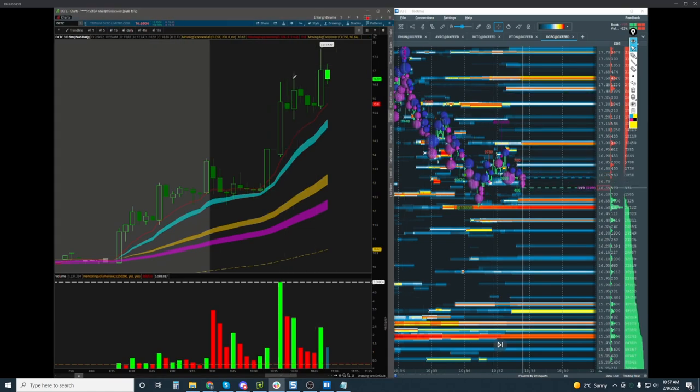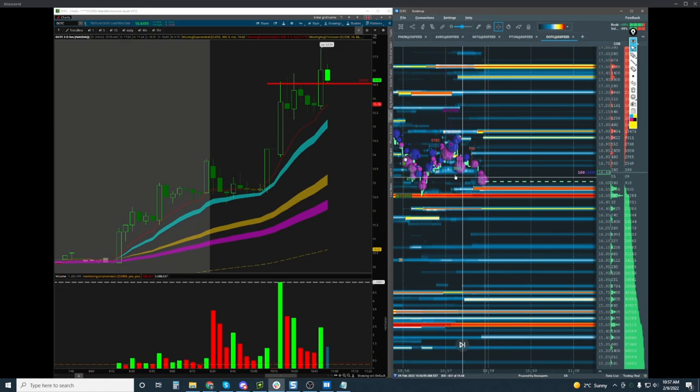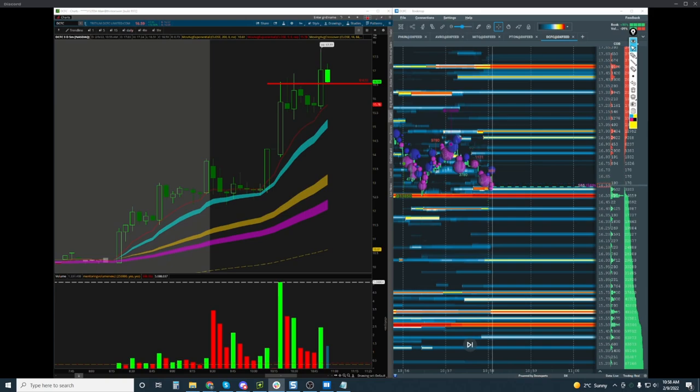Now, 1650, we have the main heat map over here. What I'm looking for is either it starts curling again or it washes to the 16. So I'm probably done for the day with trading.